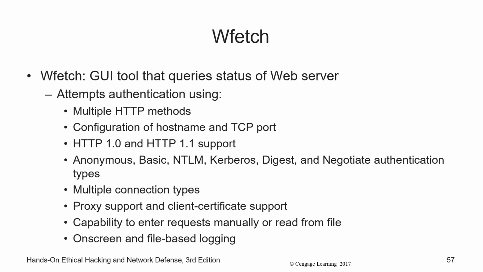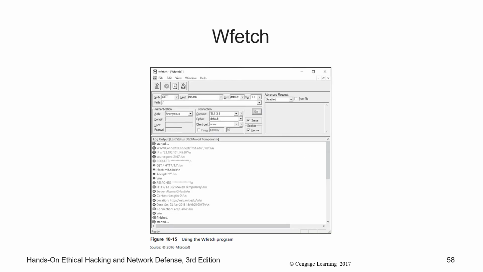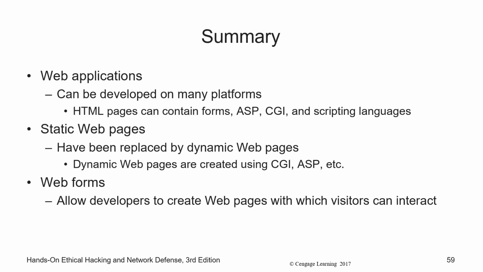WFetch is a GUI tool that looks at the status of your web server. It takes a look at HTTP headers, the various authentication modes that you're using to look for various vulnerabilities. So here's an example of WFetch. So all these, again, are tools that you can use for various steps in the web application testing and fuzzing process.